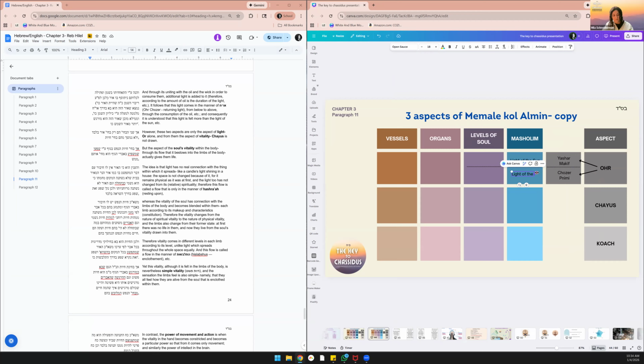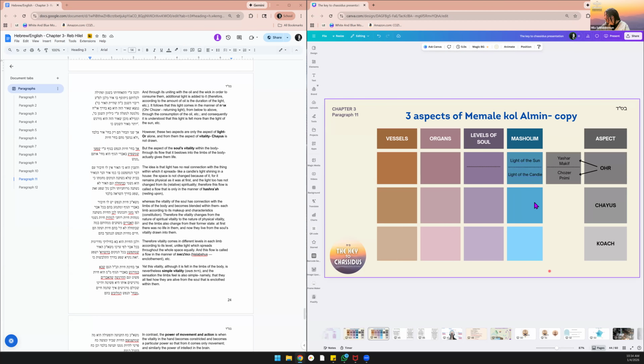So we're doing it in real time. Wait, so can I ask, is the or choser, what you're saying is mamala, is that also pnimi? That's what you're saying? Yeah. Okay. Yes, or mamala is pnimi because it actually penetrates as opposed to shines, right? Like the light of the candle.